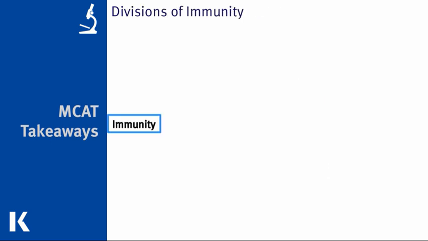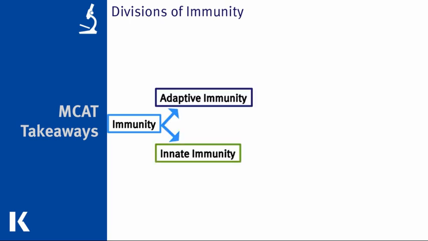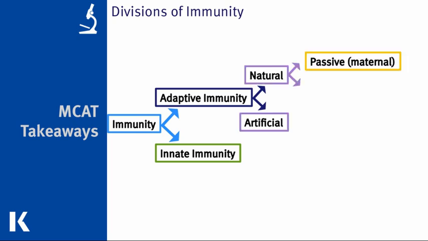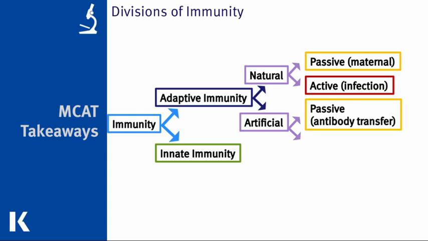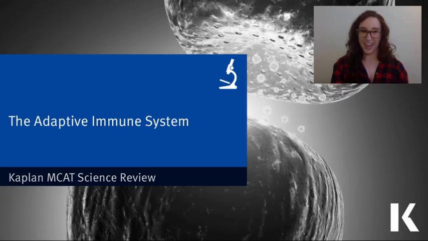Additionally, the immune system as a whole has 2 branches. This includes adaptive immunity and innate immunity. Adaptive immunity can be natural or artificial. Natural immunity includes passive antibodies received from a maternal source, and active immunity resulting from infection. Artificial immunity includes passive immunity from antibody transfers and active immunity from vaccinations. And that's the end of the adaptive immune system review.